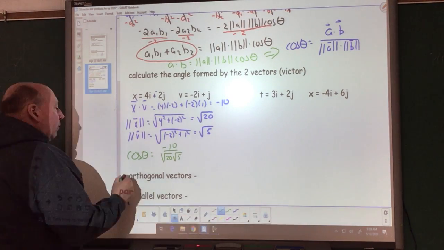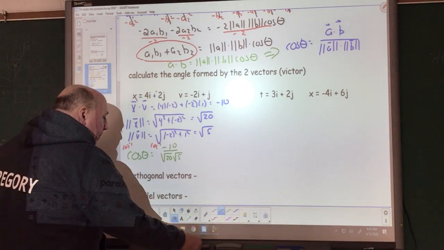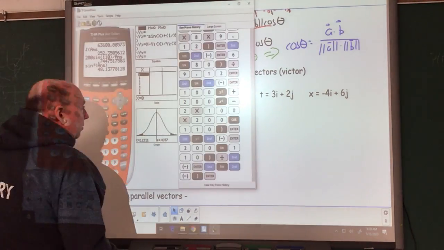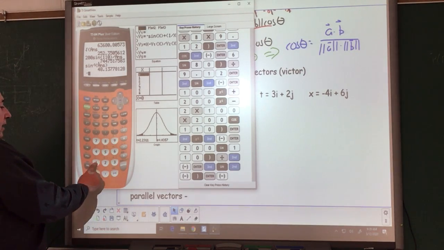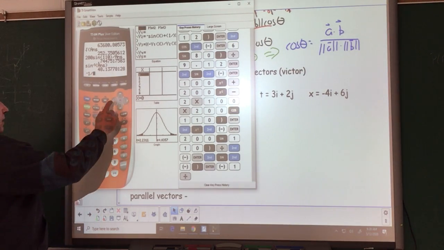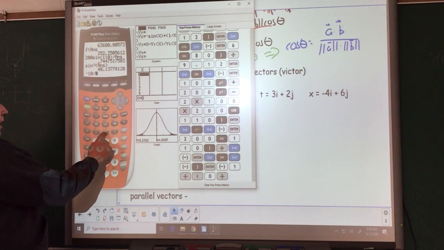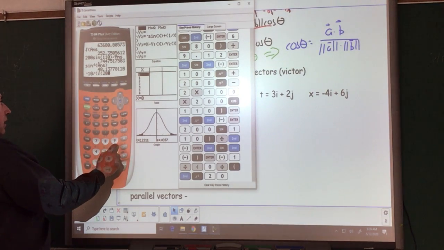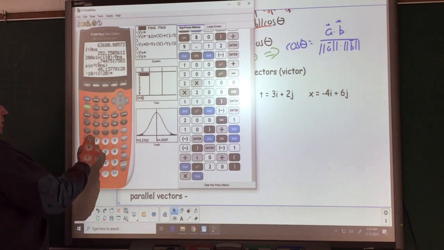And to find our angle, we take the inverse cosine. Now you just have to watch your calculator here. So we take the inverse cosine of negative 10 divided by a quantity of the square root of 20 times the square root of 5.